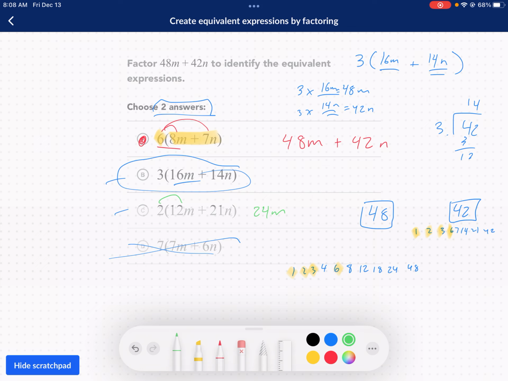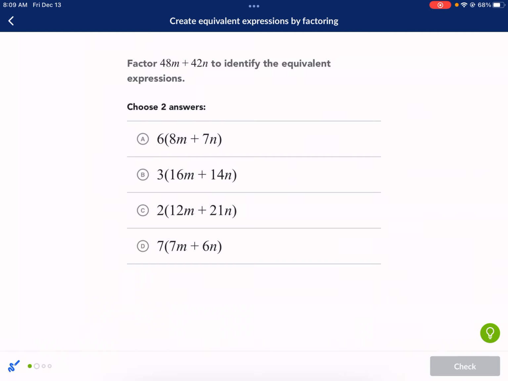So actually, distribution might be quicker for this one, but I wanted to show you how we can factor, because that's the whole point, and it's going to be an important skill for later. So just make sure you know how to factor. Distribution is a good way to check your answers. So let's go ahead and bubble that in, A and B.